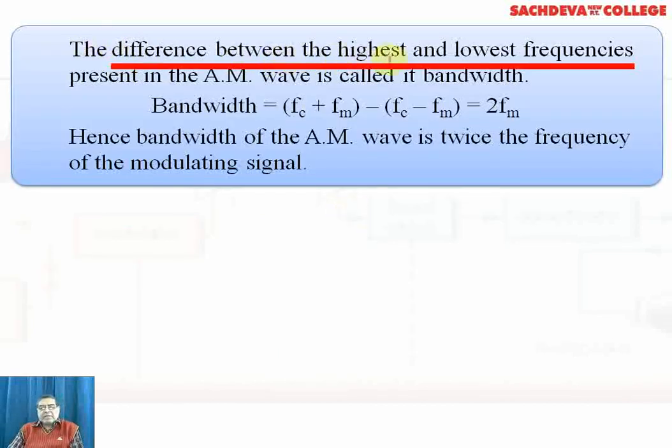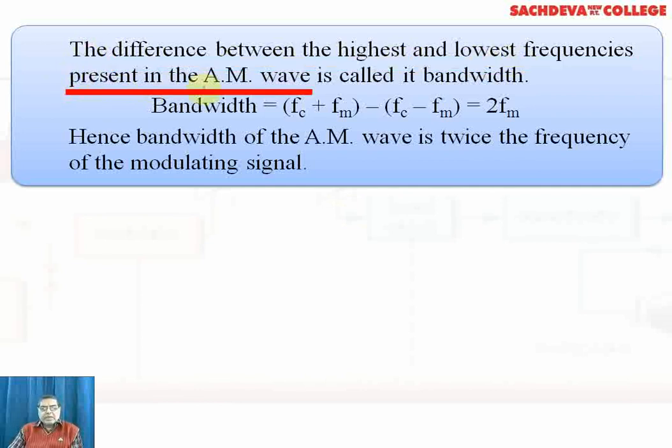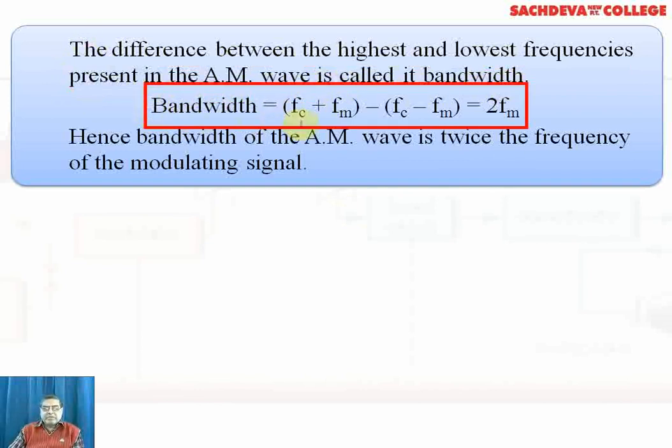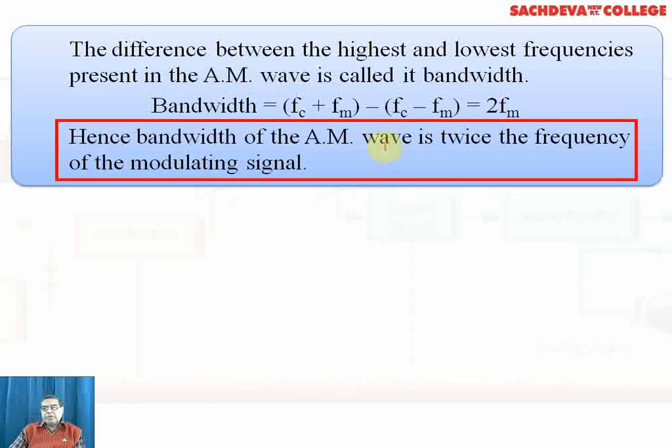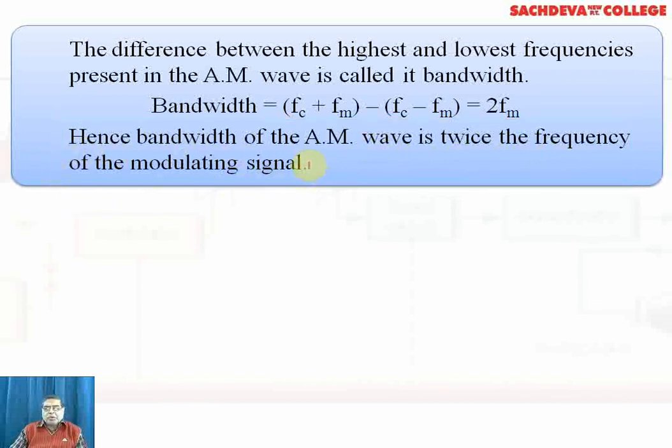The difference between the highest and lowest frequencies present in the amplitude modulated wave is called its bandwidth. Mathematically, we take the difference of FC plus FM and FC minus FM. In this process, FC cancels off and the bandwidth becomes double of FM, where FM is the modulating frequency. Hence, the bandwidth of an amplitude modulated wave is twice the frequency of the modulating signal. Whether we say modulating signal or modulating wave, it is all the same thing.